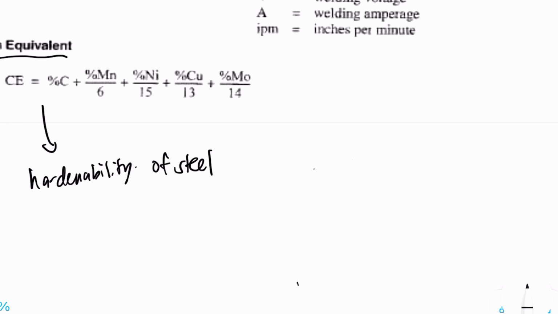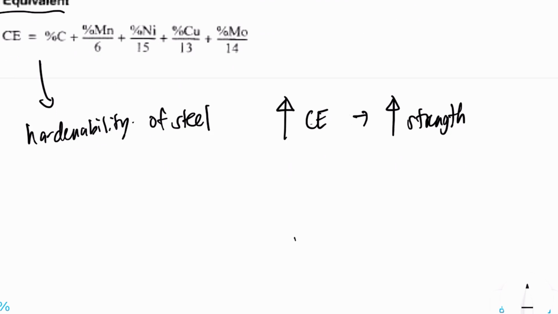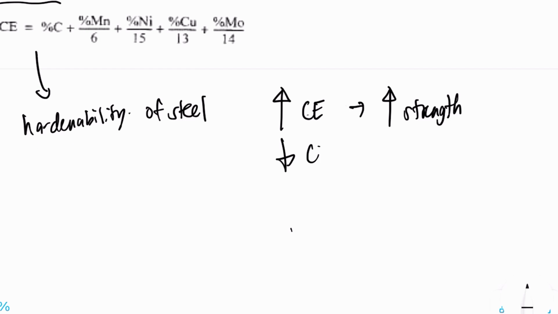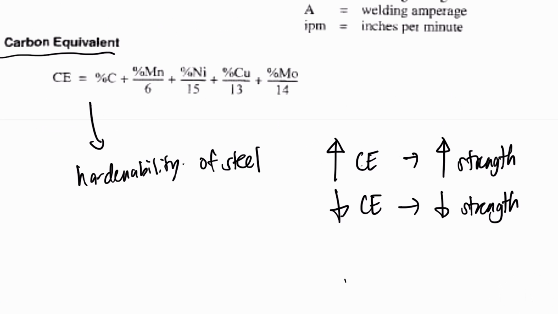Generally, if you have a high CE or carbon equivalent, then the hardness or the tensile strength of that steel or that material increases. But if you have a low carbon equivalent, then that strength decreases. So not only carbon contributes to the hardenability of steel, but other elements as well, especially manganese and others, to compute the carbon equivalent, thus determining the strength or the hardness of that specific grade of steel.